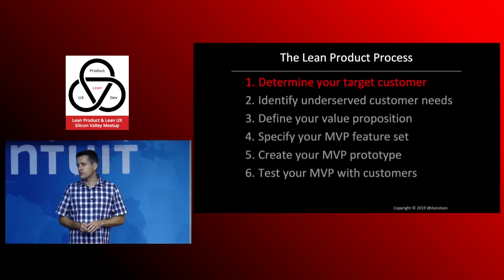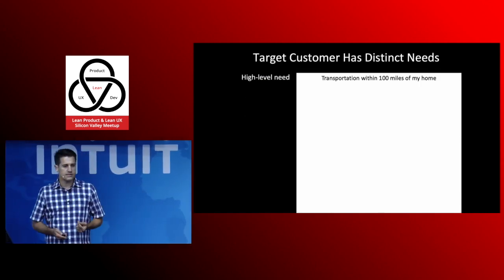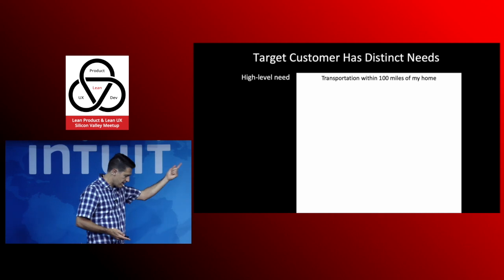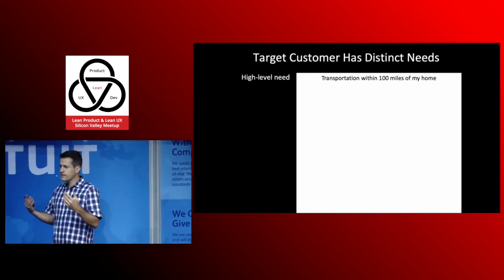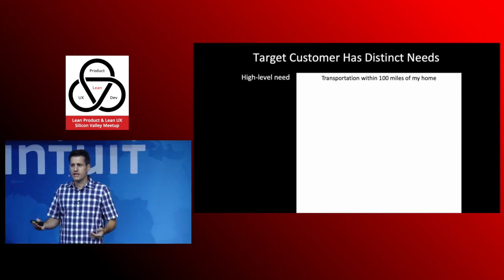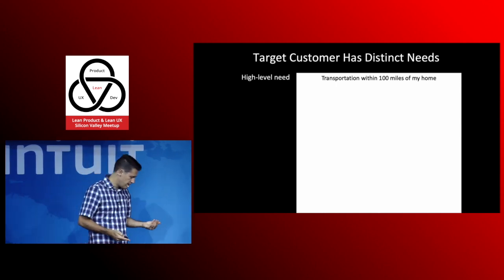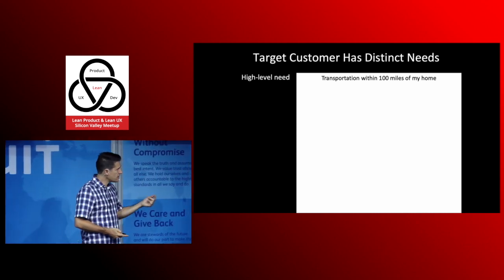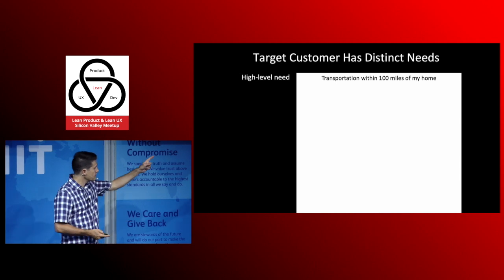So let me show you why it's really important to think about the target customer and think about the needs and preferences through their lens. I want to take, again, a high-level onion need: transportation within 100 miles of my home. A lot of people have this need. And if we just stayed at that level, that would be like saying millennials and being at the outer layer of the onion. But the second we look through the lens of specific personas, you'll see that the details are quite different, even though they both have that need.